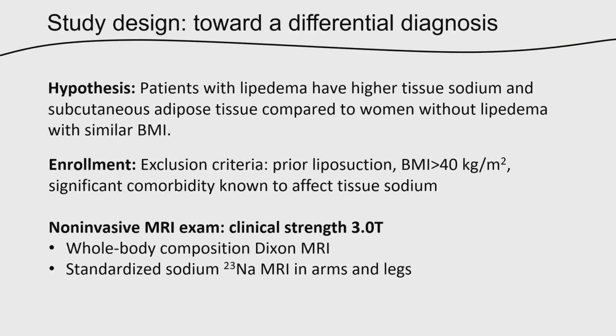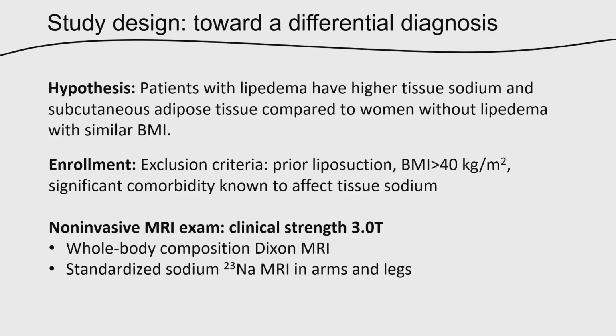I'll present one of our first studies looking at the hypothesis of whether patients with lipedema have higher tissue sodium in subcutaneous adipose tissue compared to women without lipedema who have a similar BMI. We enrolled patients with lipedema who met certain criteria, which I'll present next. Importantly, all of these participants did not have prior liposuction. They had a BMI less than 40.